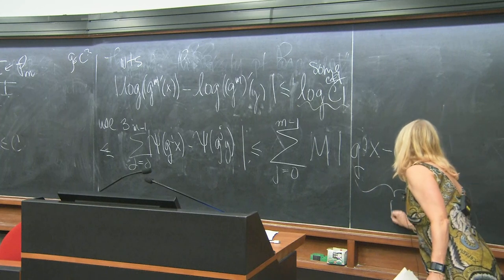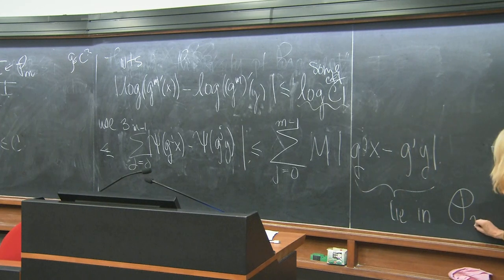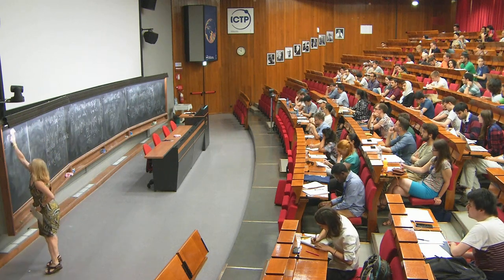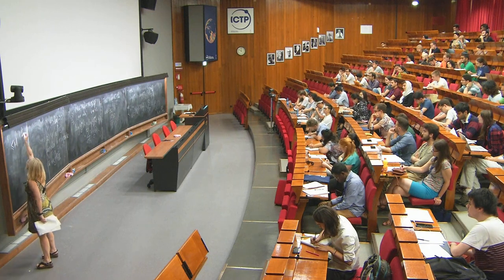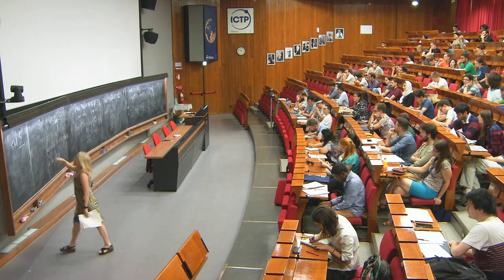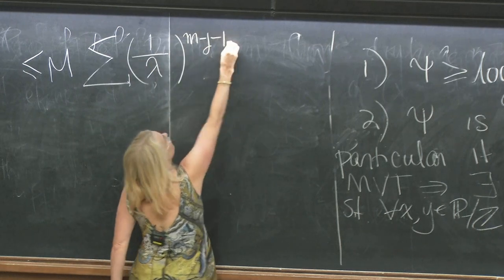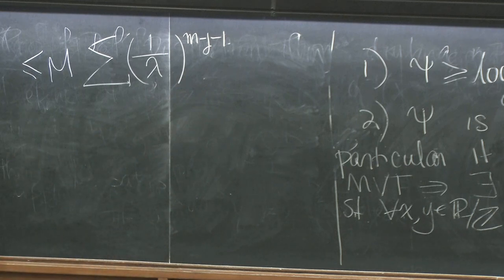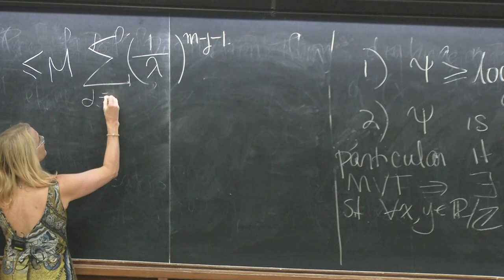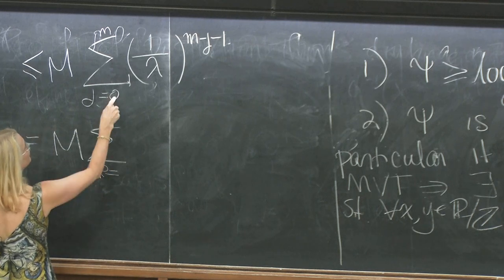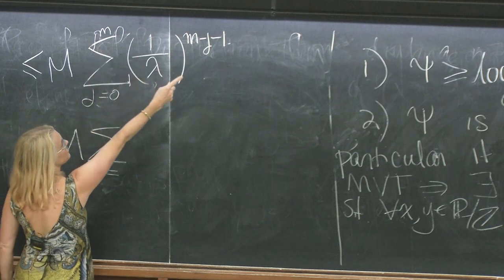But these points lie in P_{m minus j}, because it's the little interval, and we have an upper bound on the lengths of those intervals. So this is less than or equal to, again pulling out the m, the sum of the length, which is bounded by 1 over lambda to the m minus j minus 1, by the bound on the lengths of intervals. Well, this is from j equals 0 to m. Of course, I could just re-index this. When j equals m, I'm going to get 1 over lambda to the minus 1.